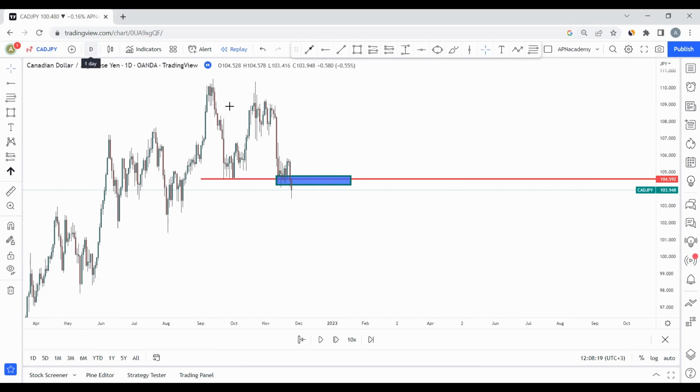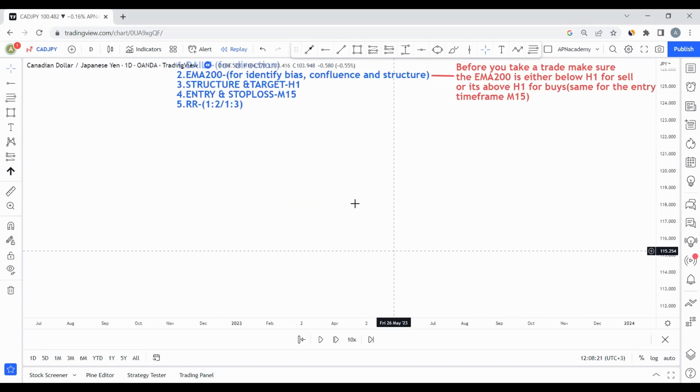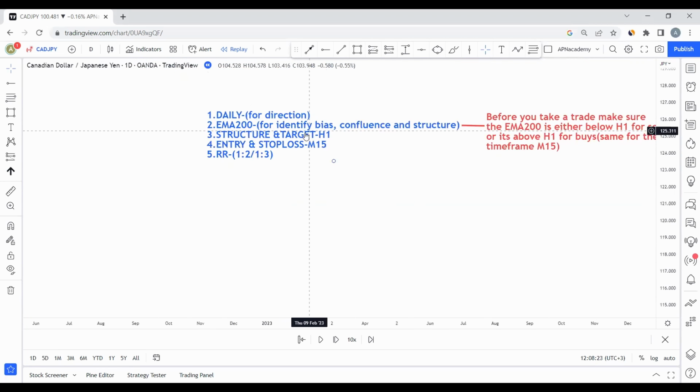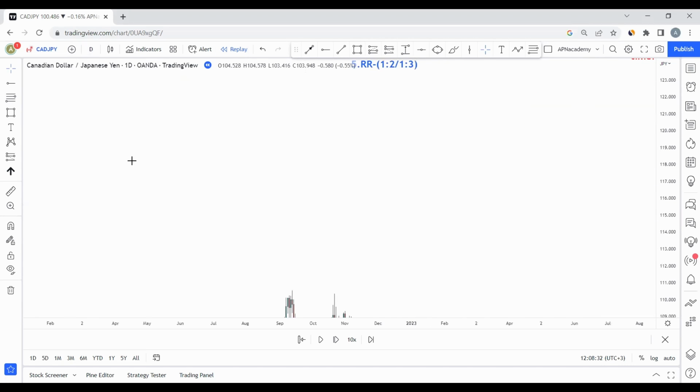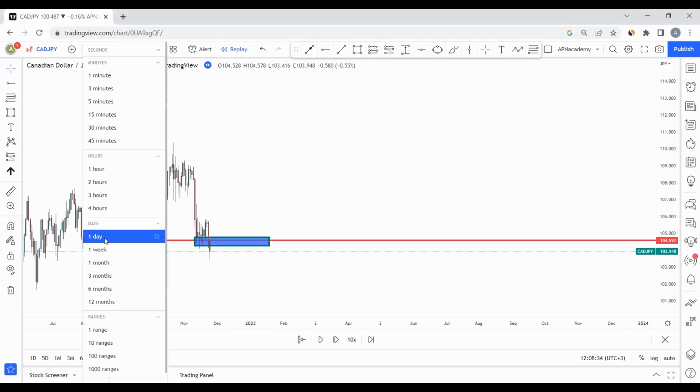So remember, we have said our time frames. What is our structure time frame? Our structure time frame is going to be H1, whereby we're going to add an EMA 200 to help us identify our bias, confluence, and the structure. So I'll just go to H1.